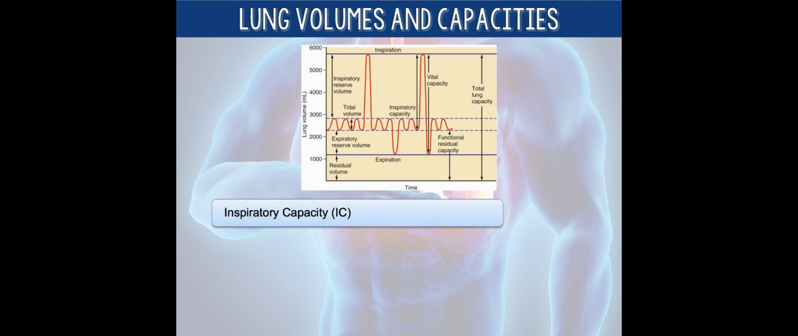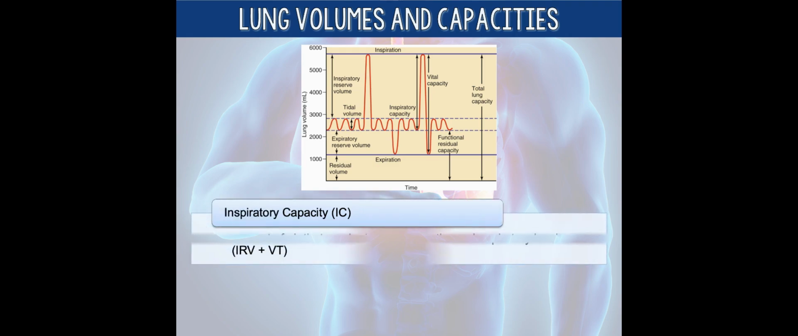Let's start putting these lung capacities together. Your inspiratory capacity is your IRV plus your VT. Remember, it's inspiratory, so it's the amount of normal air that you would breathe in without any effort, and then you add in that extra if you take a really deep breath until you can't anymore. That's your IRV. So your inspiratory capacity is the amount of air that you can breathe in until you can't anymore.